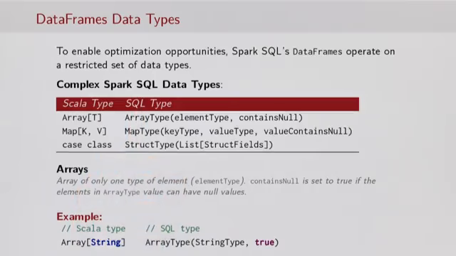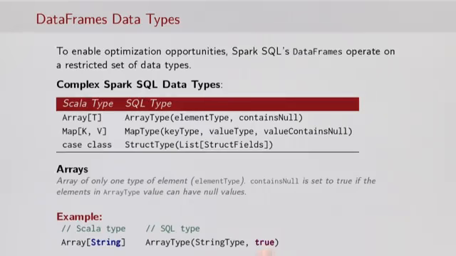And really the main difference has to do with this contains null thing here. So, for example, an array of string in SQL is an array type with a string type, which is its parameter, along with this Boolean here. This Boolean, the contains null flag, is set to true if the elements in the array type can have null values. So if it's possible for this array to contain nulls, we're going to have this conditional set to true, otherwise it will be set to false.